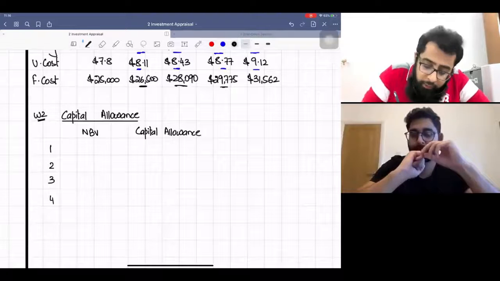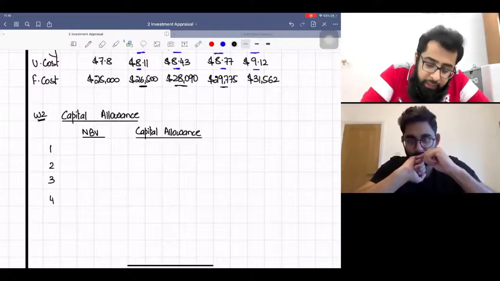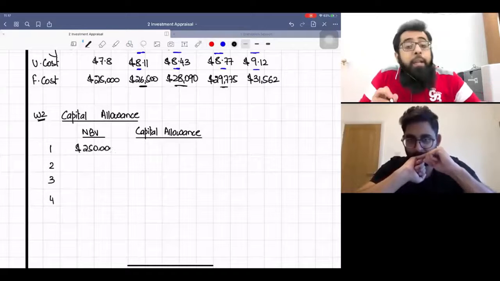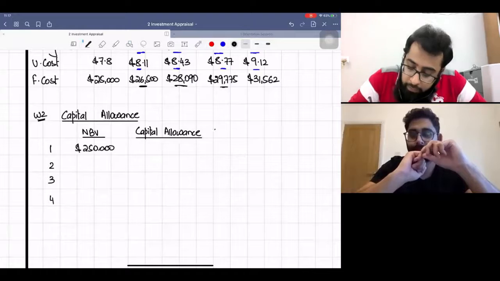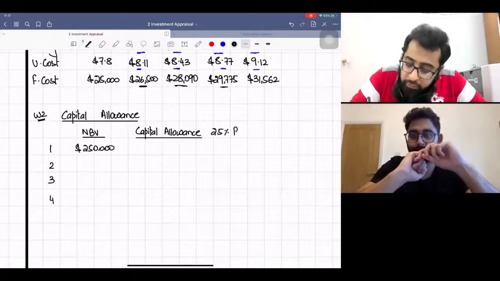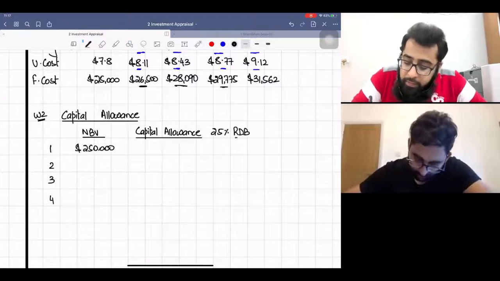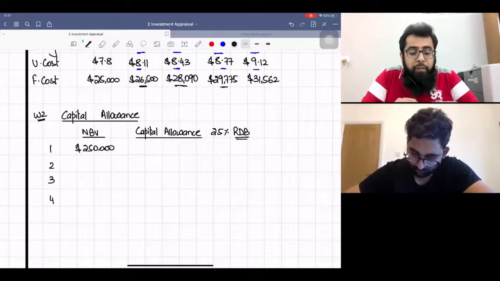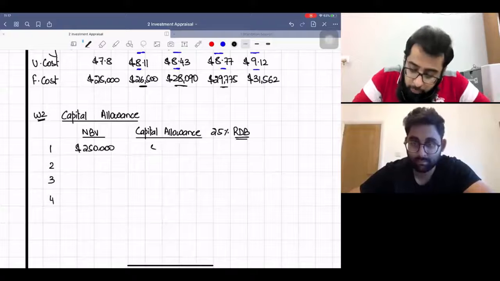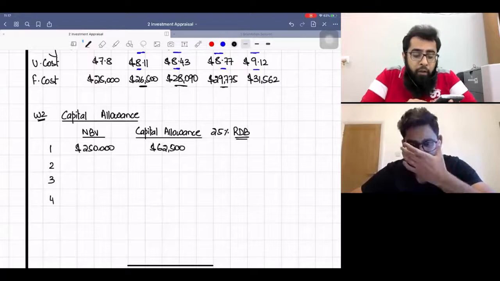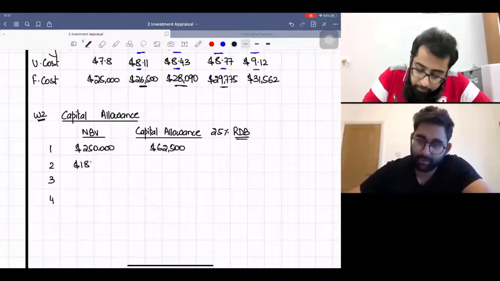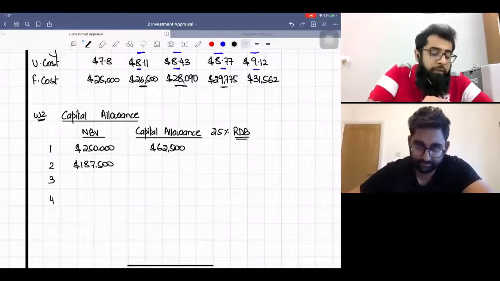So, if you have purchased a machine of $250,000, at the start of the year the net book value will be 250,000, and you have to take capital allowance at 25% reducing balance. So 250,000 into 0.25, the allowance will be $62,500. Now your net book value will be 187,500.